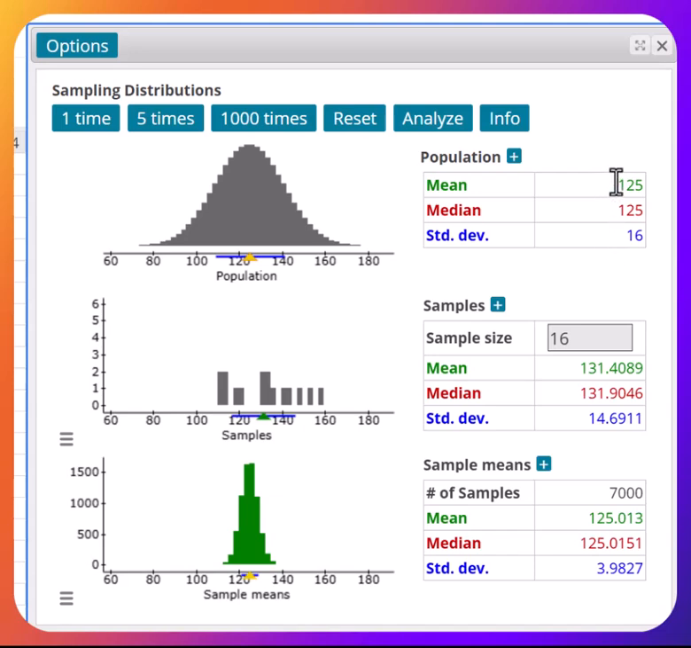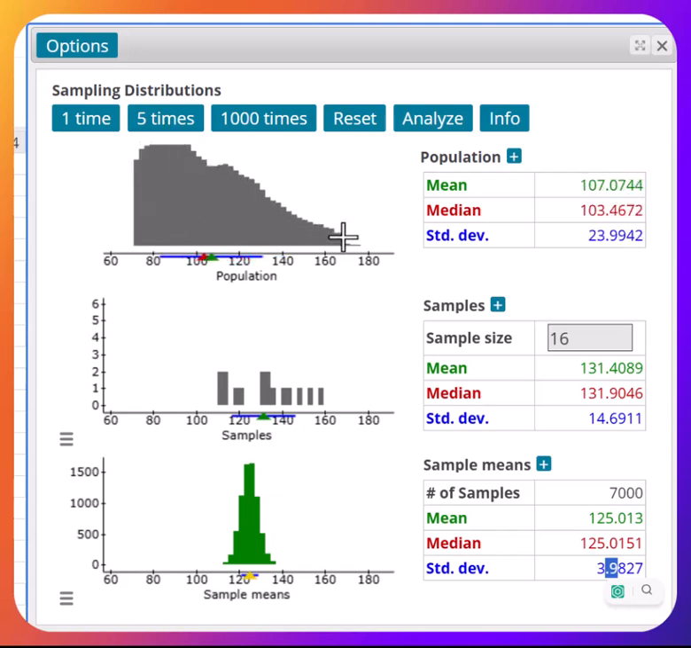What do you notice? The original mean is 125, and the mean of the sample means is also 125. Look at the standard deviation. Definitely this is bell-shaped, and the original population is also bell-shaped. But if you take 16 and divide it by the square root of 16, which is 4, look at the standard deviation here. It is almost 4, 3.98.